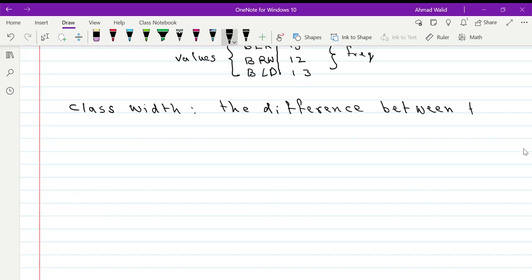The difference between two lower class limits, we call it class width. What does it mean?